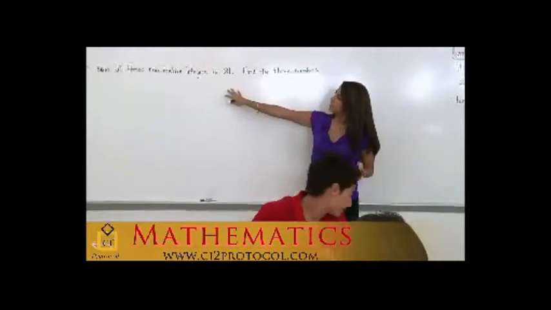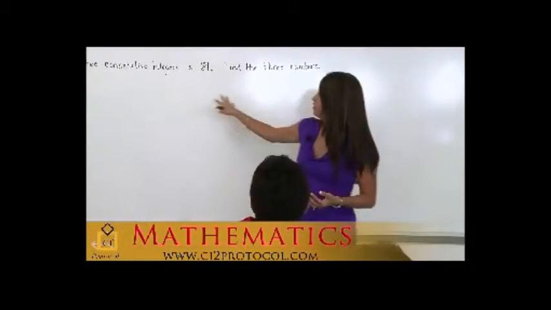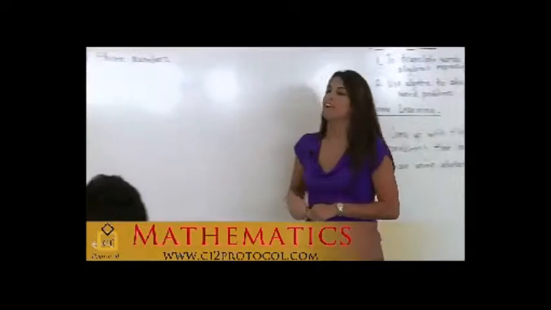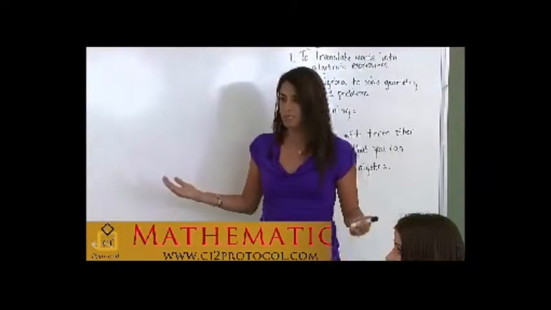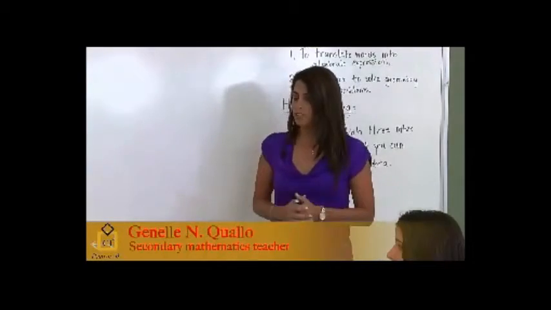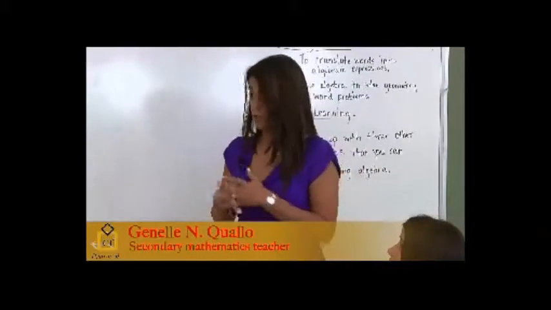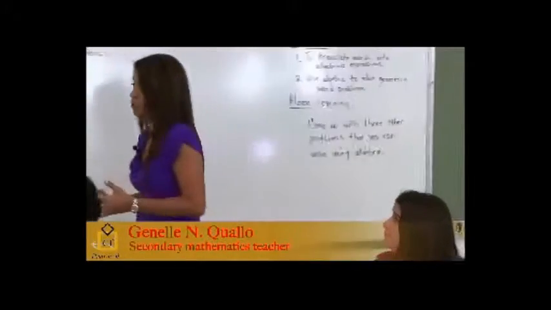This is a problem right here. The sum of 3 consecutive integers is 81. Find the 3 numbers. Do you ever wonder why? What's the purpose? Well, today we're going to learn how to link it to make it purposeful for you.